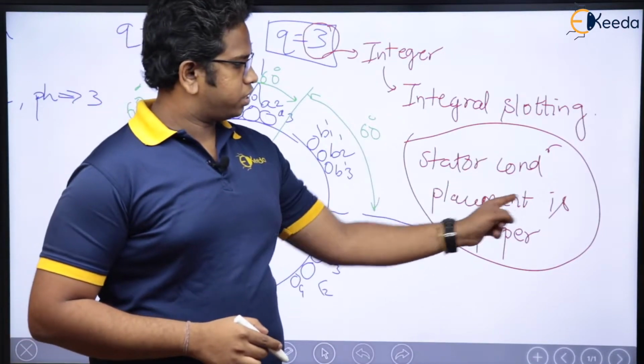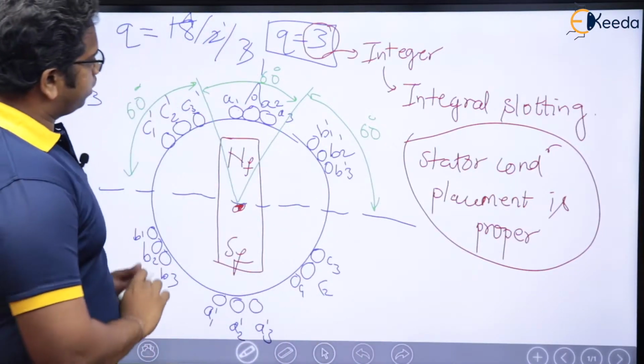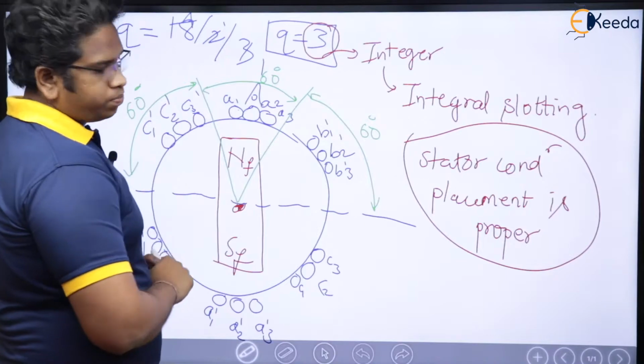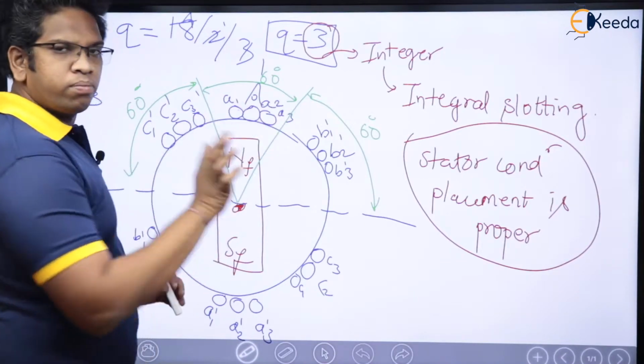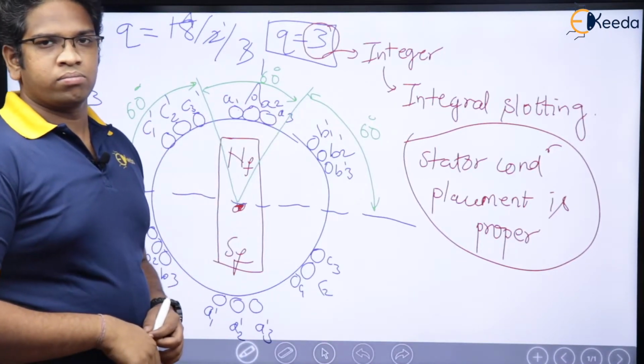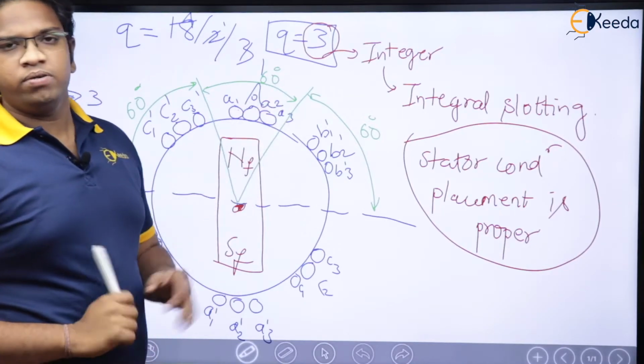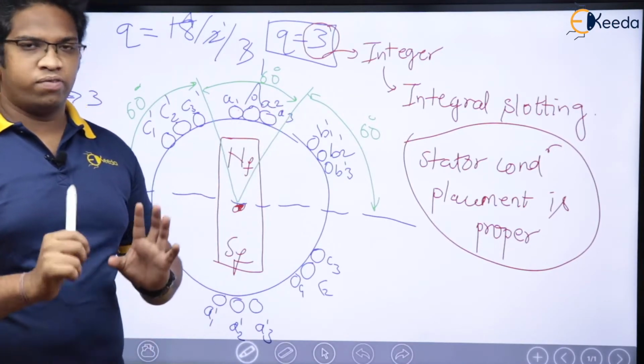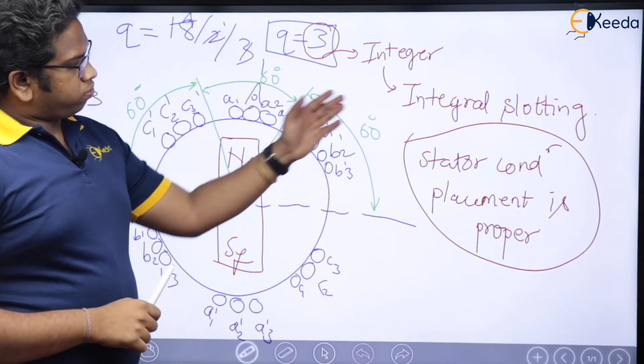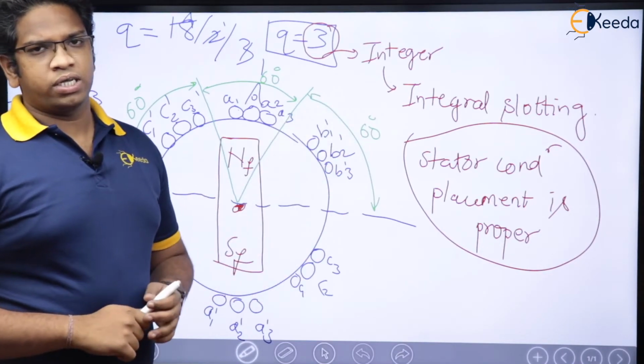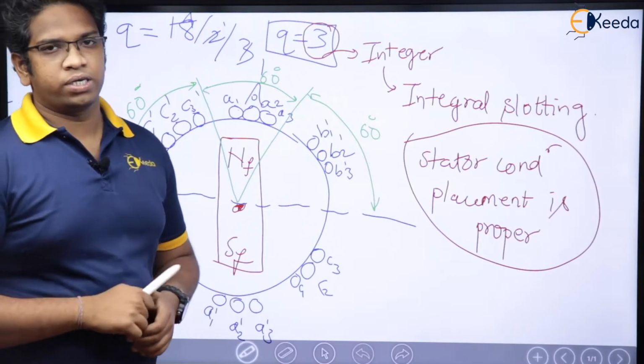Stator conductor placement is proper here, because see here, when I say that Q equal to 3, which means 1 here, 1 here, 1 here, problem solved. All the 3 slots have been occupied properly, uniformly. So this is about integral slotting, right? Now let us think of fractional slotting.